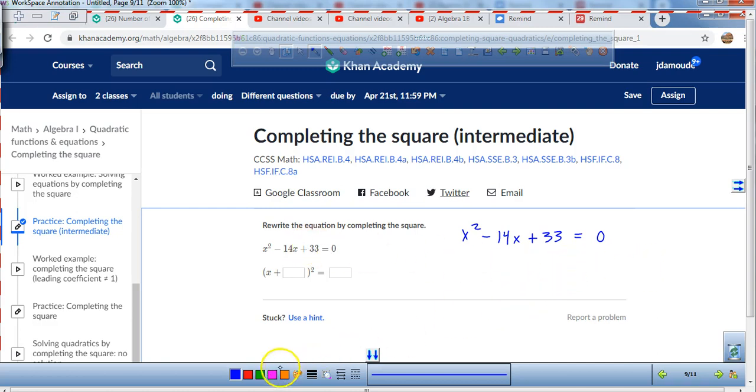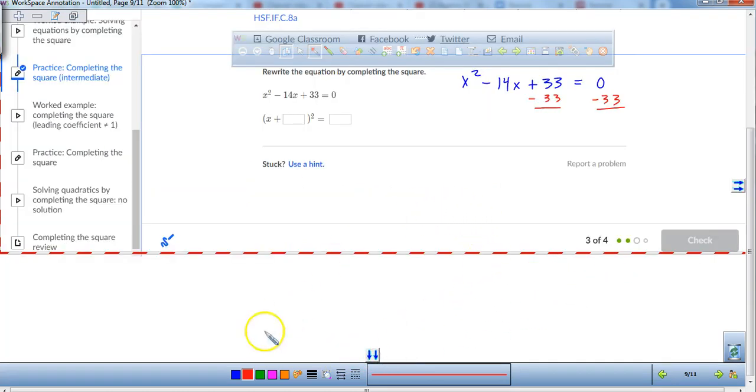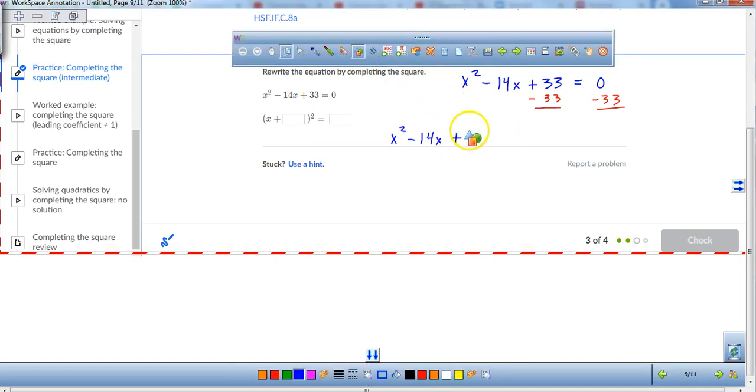The very first thing I'd like you to do to rewrite the equation is take 33 away from both sides. So that's the very first step. When you do that, you're going to be left with x squared minus 14x. And for our purposes, while you're taking notes and learning how to do this, I'd like you to put a little plus sign and then create just a little empty box right here.